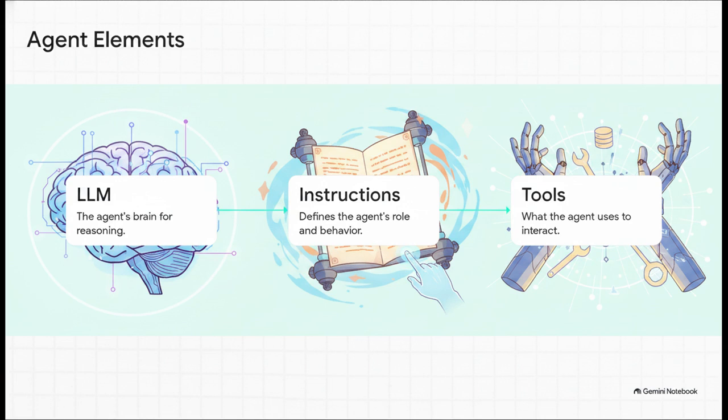Second, the instructions. This is a system prompt that defines the agent's role and its behavior. Think of this as the agent's specific job description. And third, the tools. If the LLM is the brain, the tools are the hands. This is what actually allows the agent to reach out and interact with the digital world.